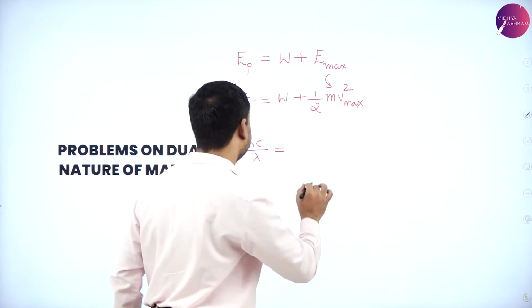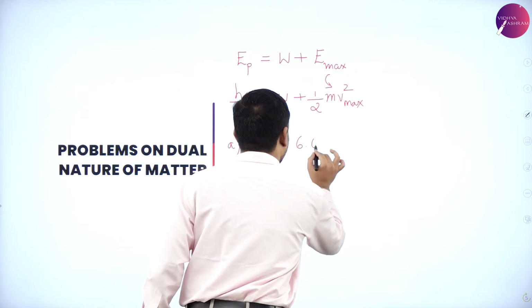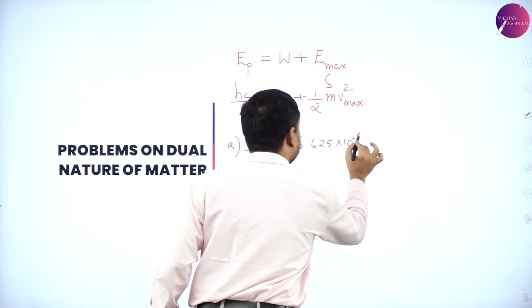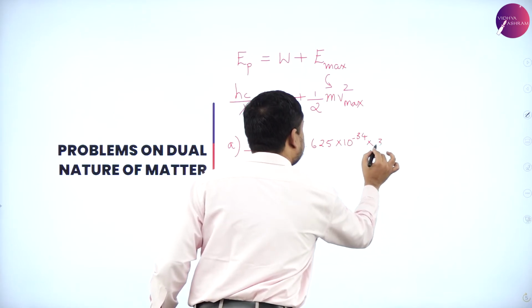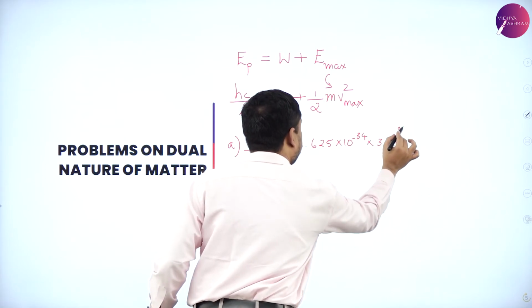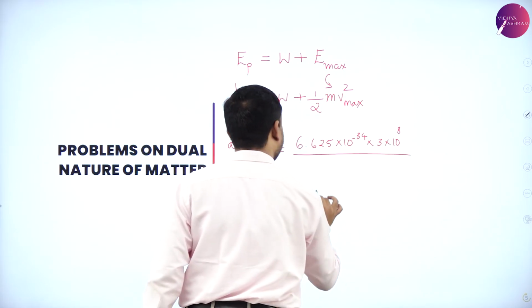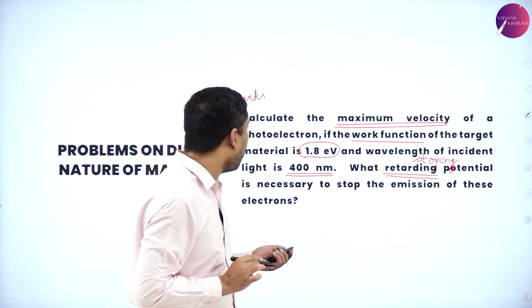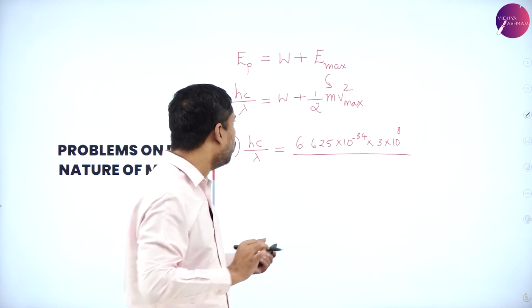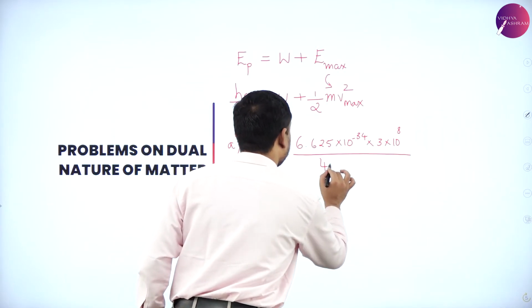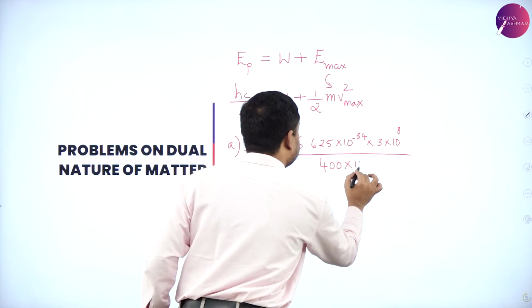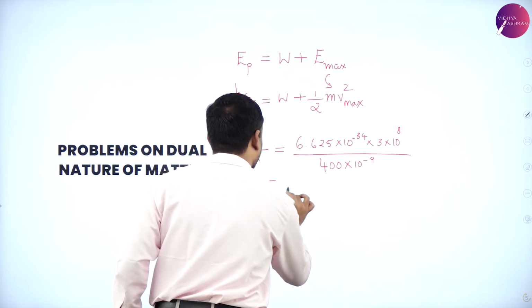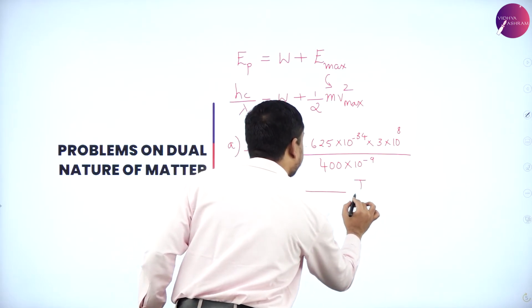So this is 6.625 into 10 power minus 34, into 3 into 10 power 8, divided by lambda. So the wavelength was 400 nanometers, into 10 power minus 9. So this is the energy of the photon, which I keep in joule.